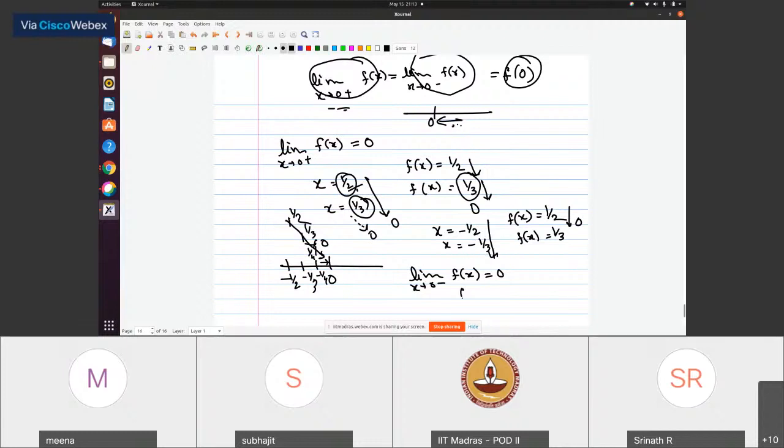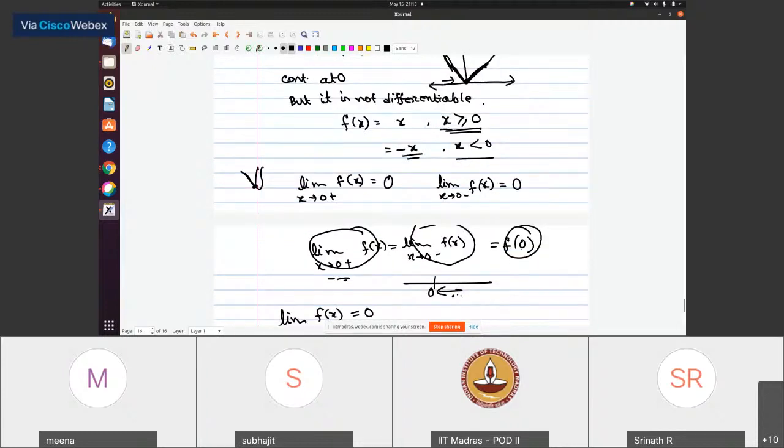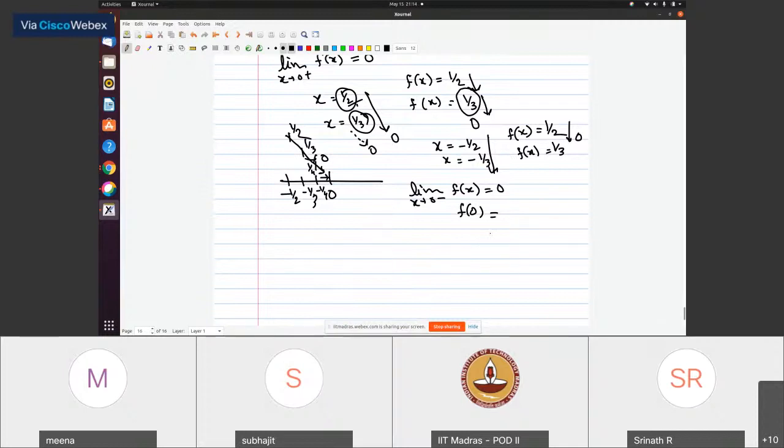Now what is f of 0? At x equal to 0, this is nothing but the first part, where x is 0. So this is 0. So all these three match: the limiting value from the right side, the limiting value from the left side, and the exact value at 0. These three match, that implies f is continuous.